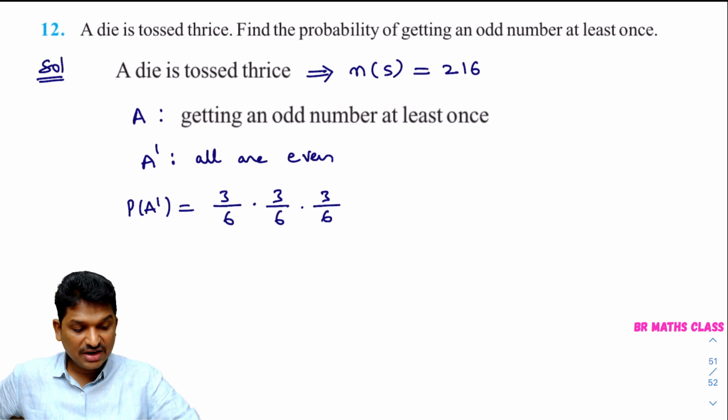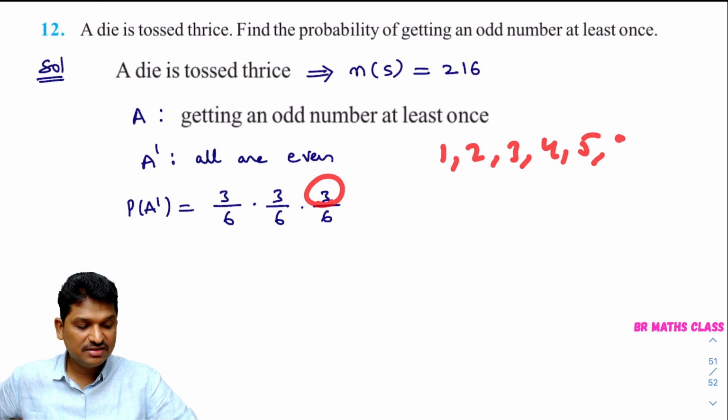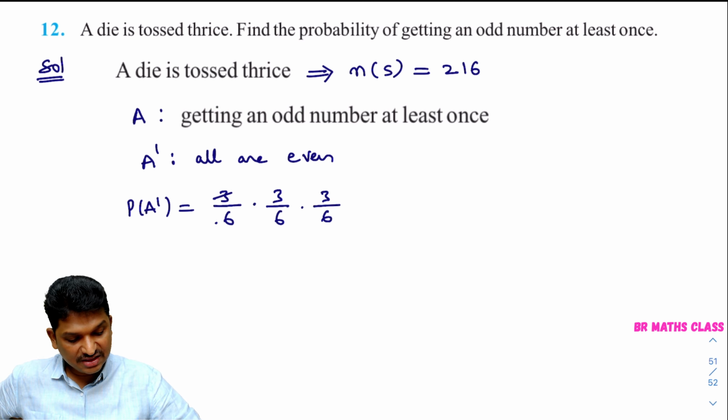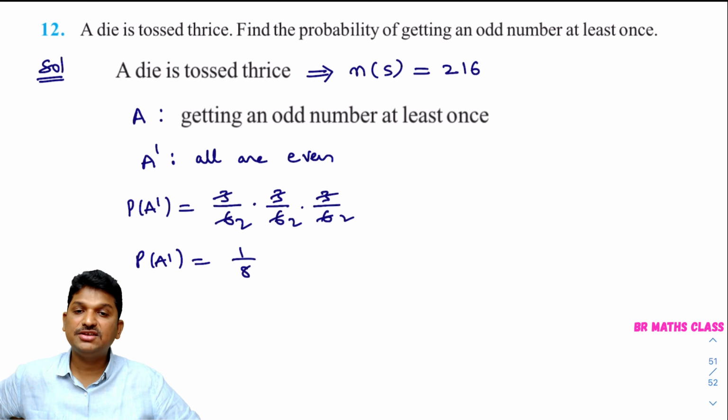So I hope you are understanding why I am writing 3 here. Favorable results 3. Even number means 1, 2, 3, 4, 5, 6. In this, even numbers are 3. That's why 3 by 6 is nothing but 1 by 2, 1 by 2 into 1 by 2 into 1 by 2. That is 1 by 8. So probability of A dash I got 1 by 8. This is the easy way of doing this problem, right?